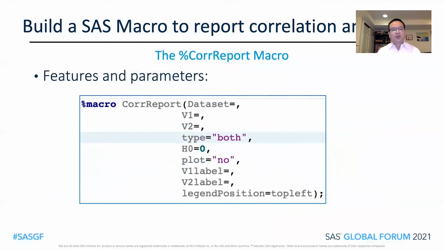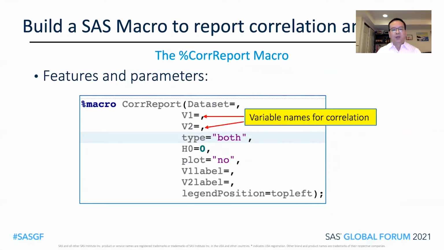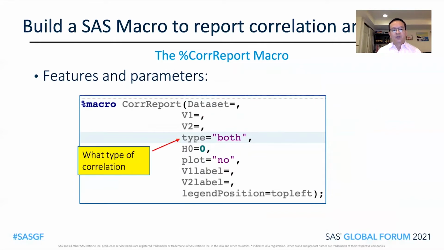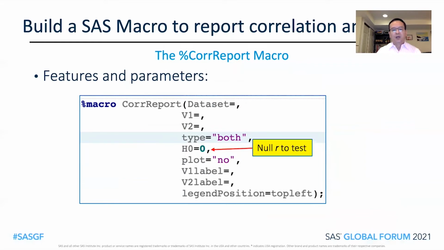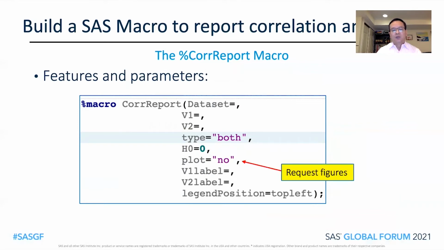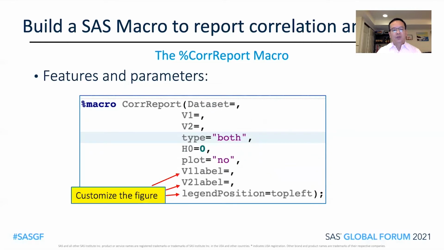It's very simple, only 3 required options, dataset name and variable names, and the others are optional. And you can request different types of correlation coefficient and different null hypotheses to test. Default is 0. And optionally, you can request the plots. And the default is no plots. But if you want plots, you can also use different options to further customize this to suit your publication needs.